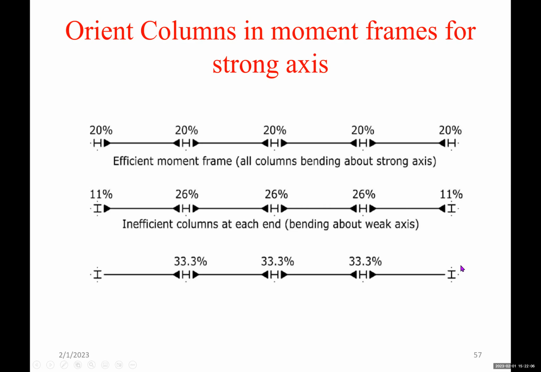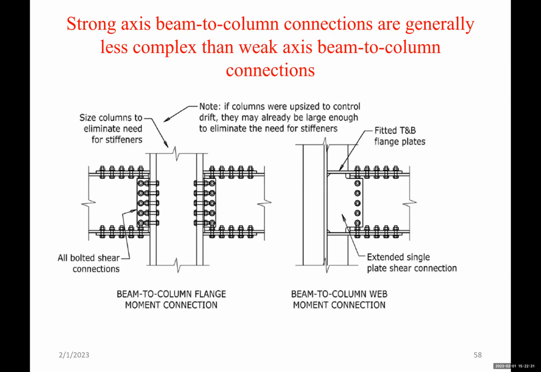Okay, instead, eliminate the moment connections at the end columns and use these like this. This is basically 2 moment frames, and they will be sufficient, and each one will take 33%, okay?